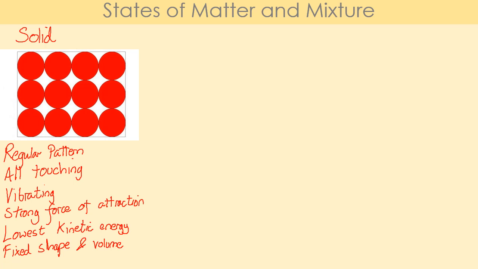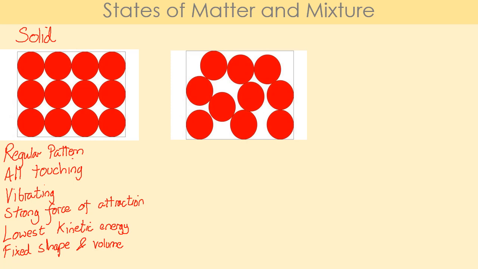And next up, we've got a liquid. So a liquid, again, we draw our particles as circles. We've got an irregular pattern. So in my solid, it was this regular pattern all in a row. The liquid, they're kind of all over the place, but they are still touching. It's important to note that they are still touching in a liquid.